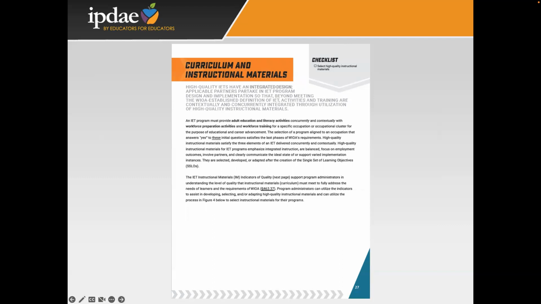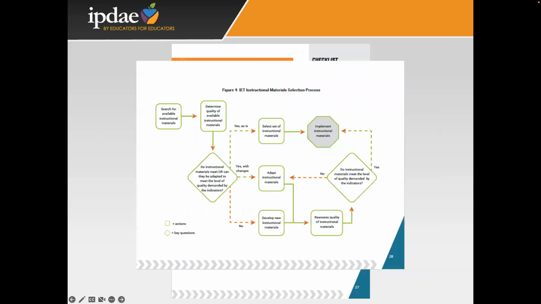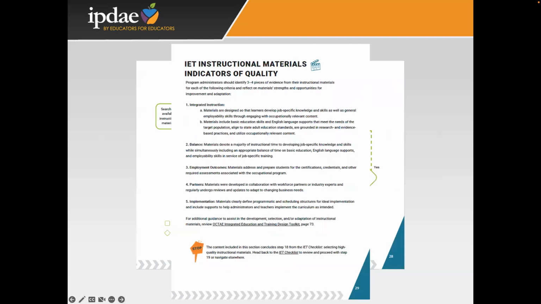For example, the curriculum and instructional materials section introduces how instructional materials may be utilized in an IET program according to WIOA and provides a visual of the process program administrators might utilize to select instructional materials. Then, the playbook includes 5 quality indicators that program administrators may utilize to reflect upon the quality of instructional materials they already have or are considering selecting.